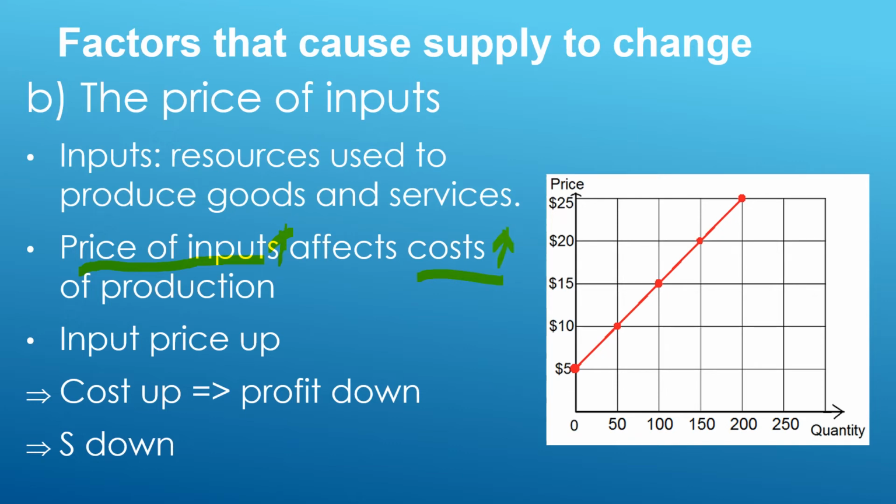So if it costs more to produce, it means that the farm can earn less profit. So they are discouraged, and because of that, they don't want to produce as much as before, so supply will go down. Therefore, if the supply goes down, the supply curve will shift to the left.